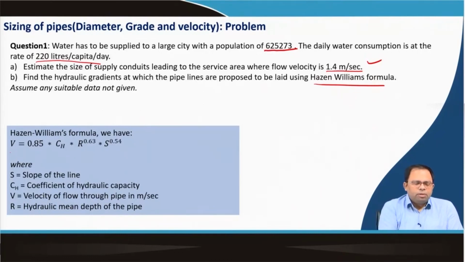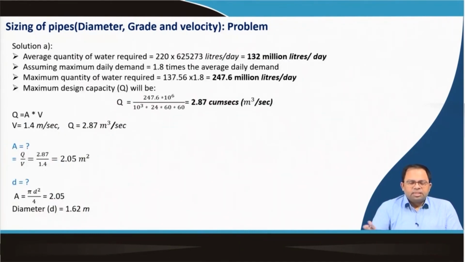So the Hazen-Williams formula is this: V equal to 0.85 into CH R to the power 0.63 into S to the power 0.54, where S is the slope and CH is the coefficient of hydraulic capacity. This is the friction slope, that is the change of friction per length of pipeline. V is the velocity of flow through the pipe in meter per second, and R is the hydraulic mean depth of the pipe. So in this particular case, when we solve the problem, first we determine the diameter of the pipeline.